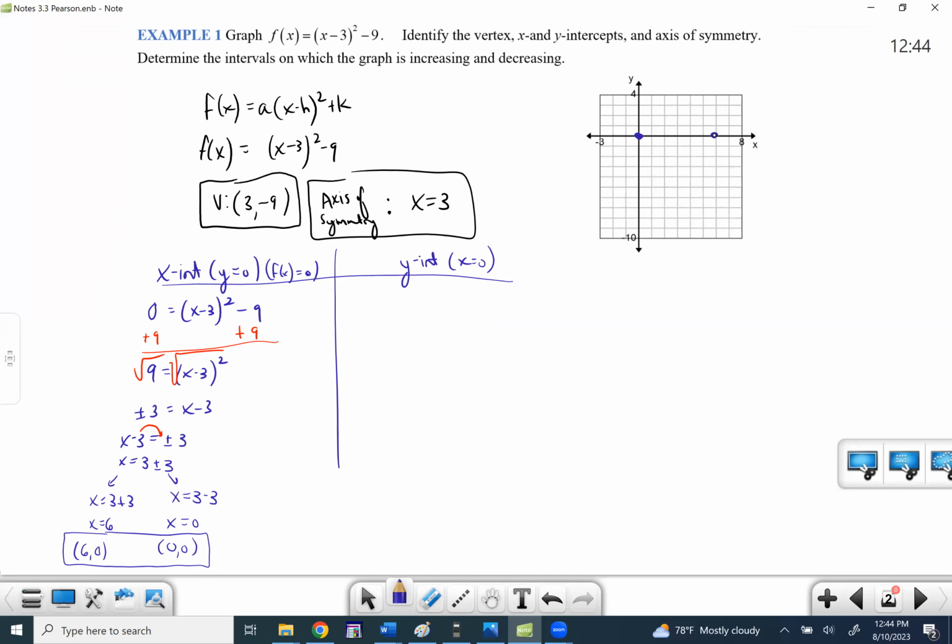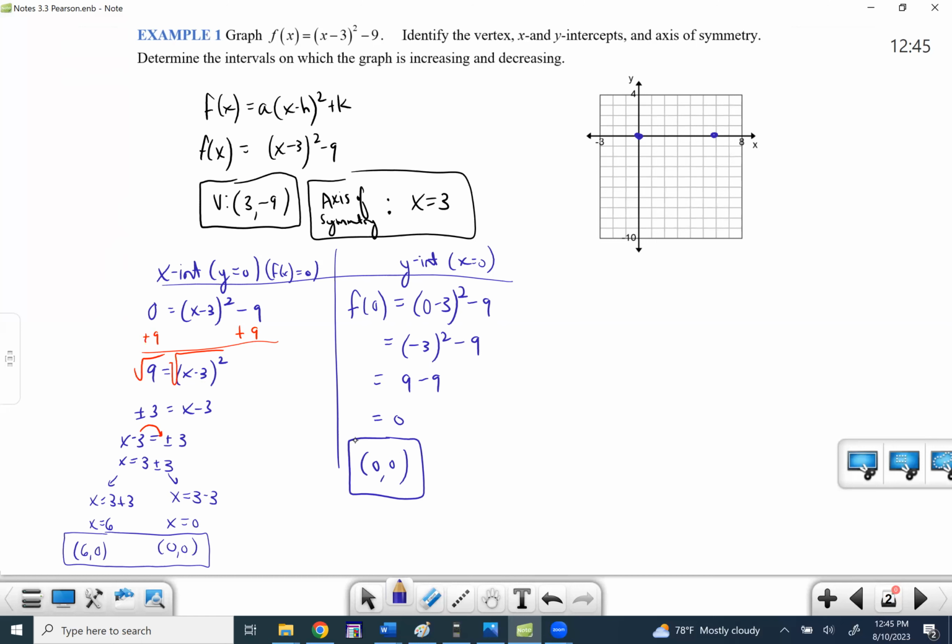Okay. Now we're going to let x be 0. So we're going to substitute a 0 in anywhere where we see an x. Okay, 0 minus 3 is negative 3. Negative 3 times negative 3 is 9. And 9 minus 9 is 0. So 0 for the x and 0 for the y.